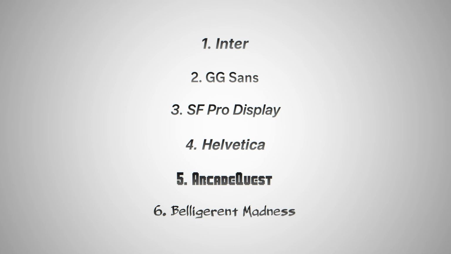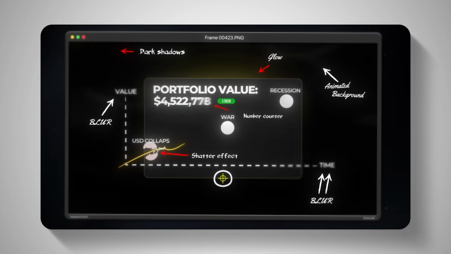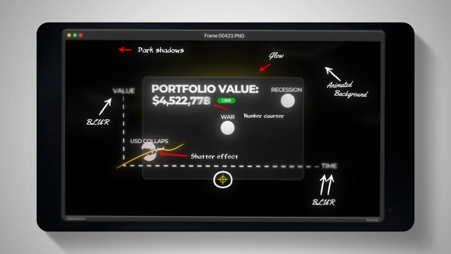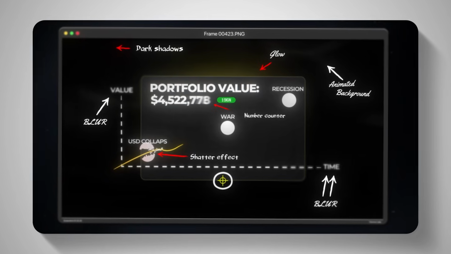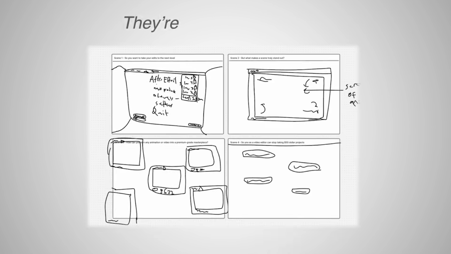And finally, I used Belligerent Madness. In the second scene, where I show a screenshot of the animation, I was going for a hand-drawn effect. I wanted it to feel like there were arrows and notes written on the screenshot. The takeaway? Fonts are more than just text. They're part of the design.